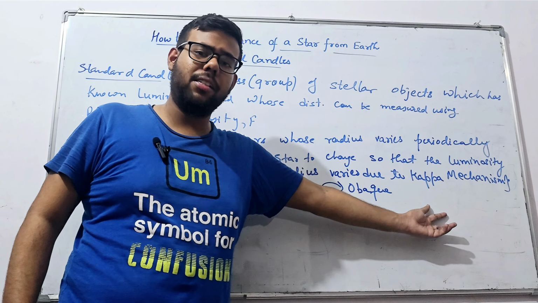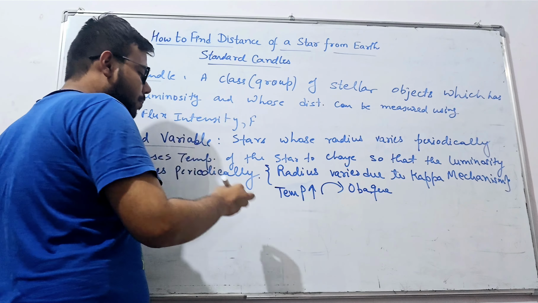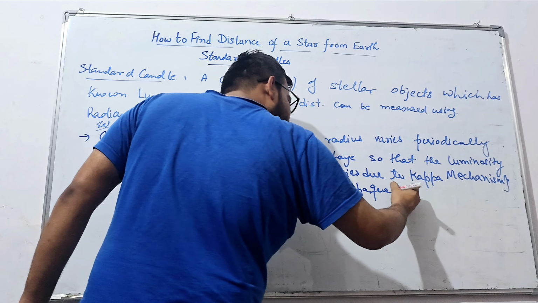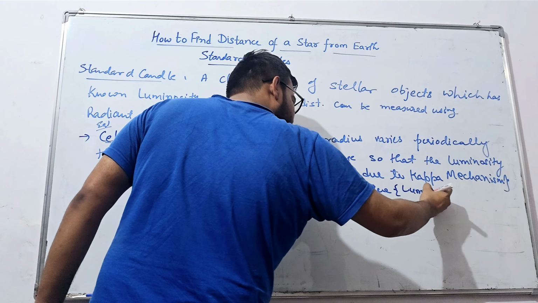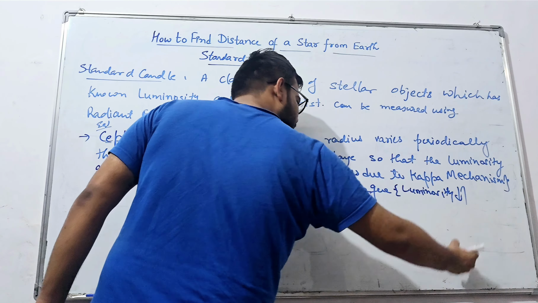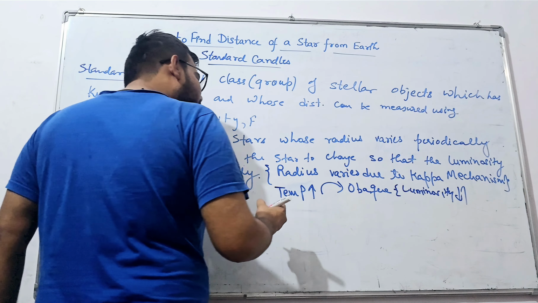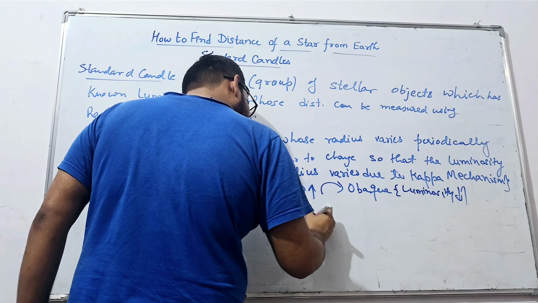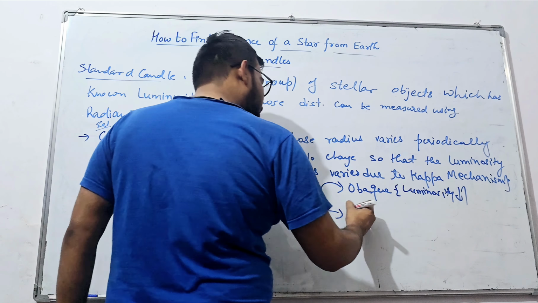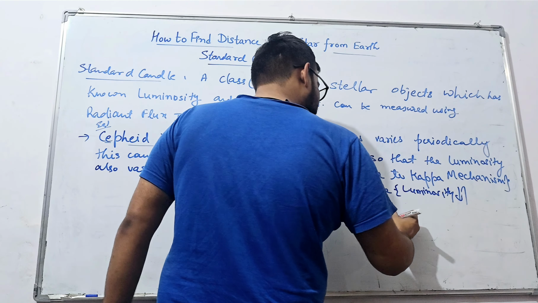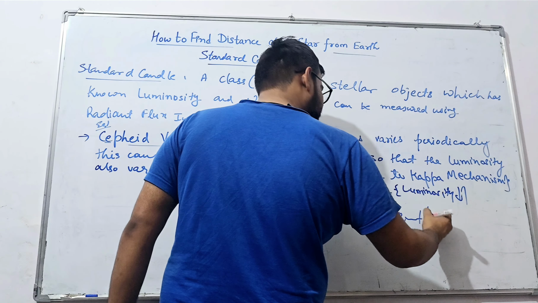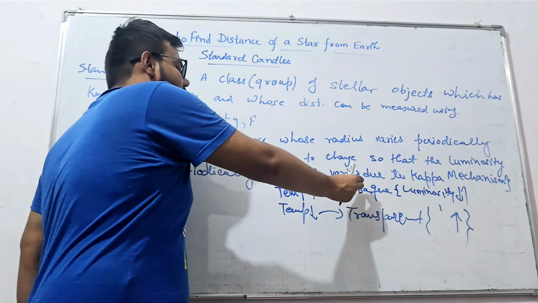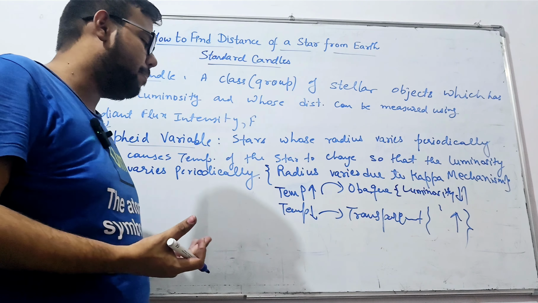It can't happen to every star, right? Due to the high temperature, the star becomes opaque, which decreases the luminosity. And when the temperature is less, the star becomes more transparent, and in that case luminosity increases, right?